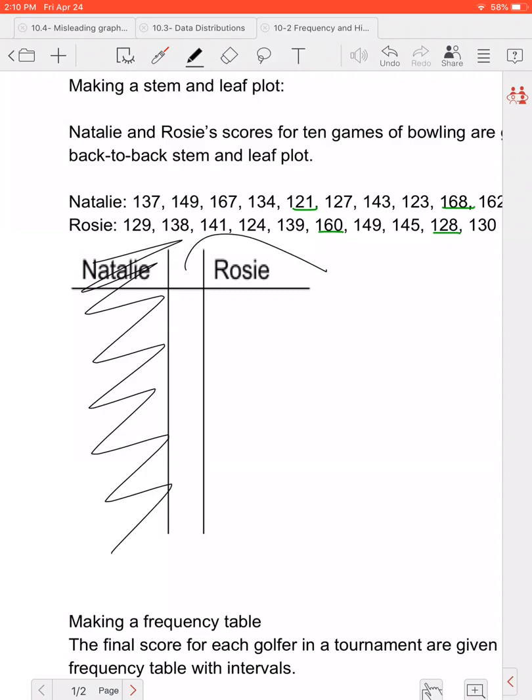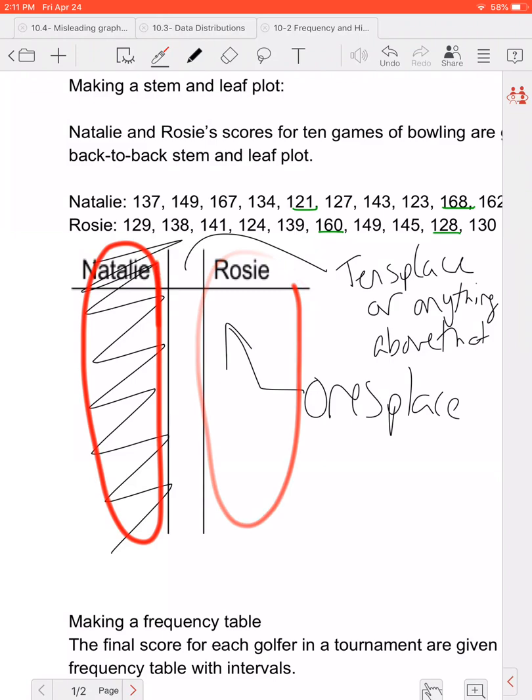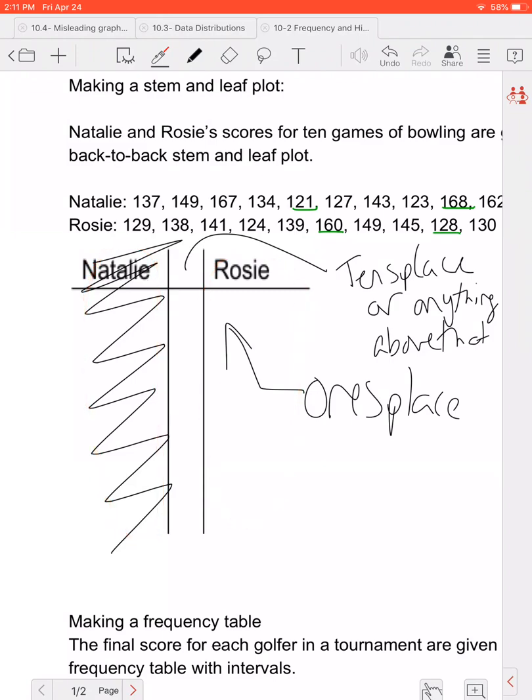Remember, in the stem part, we write the tens place, okay, or anything above that. And in the leaf part, we only write the ones place. So in the leaf part, on both sides, will only be the ones place of the number, the last digit in the number. This part, which is our center in a double stem and leaf plot, or the left-hand side in a regular stem and leaf plot, is like the tens, hundreds place numbers.